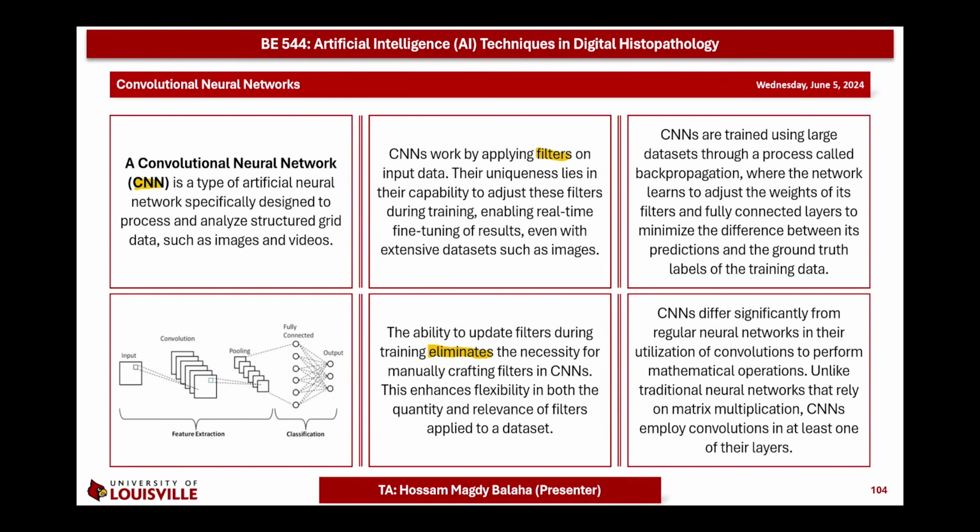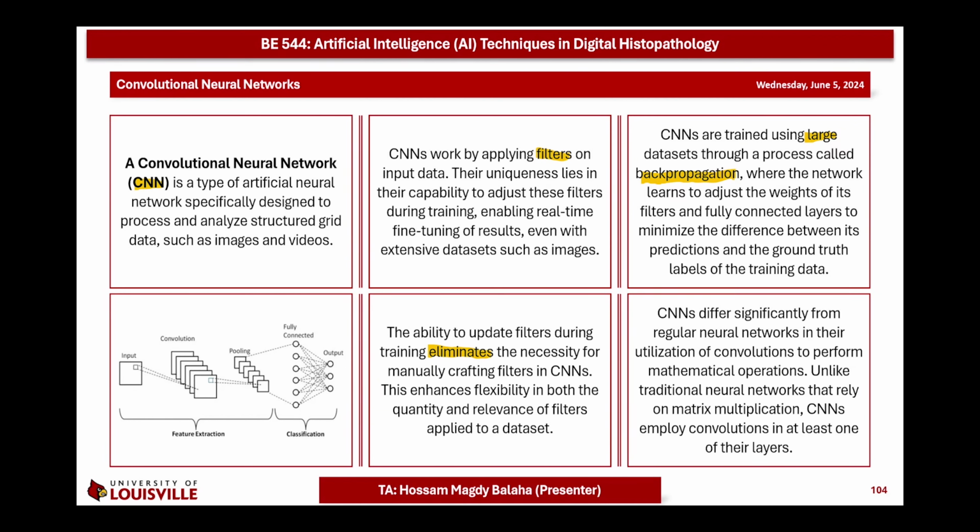Commonly, CNNs are trained using large datasets, and the learning process can be split into two directions, forward and backward. In the forward direction, some values are calculated, and in the backward direction, the update of the weights, or the parameters of the filters of the CNN, is done in something called backpropagation. In backpropagation, the network learns to adjust the weights of its filters and fully connected layers to minimize the difference between the prediction and the ground truth labels of the training data.